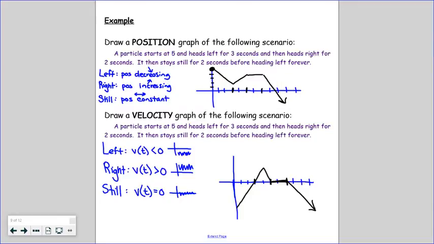There is no rhyme or reason as to why I did linear. You could have done curves, as long as it had those same slopes in there, that's just fine. Okay? Or even a piecewise on your velocity graph would have been just fine.